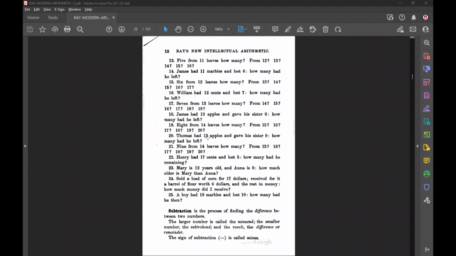What is the name of the smaller number in a subtraction problem? Say it. Subtrahend. Good. You're not paying attention. It's not a mystery. You have to pay attention. It's right there in your book, right in front of your eyes.